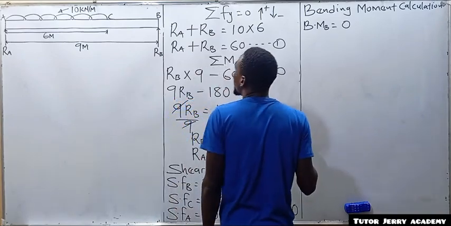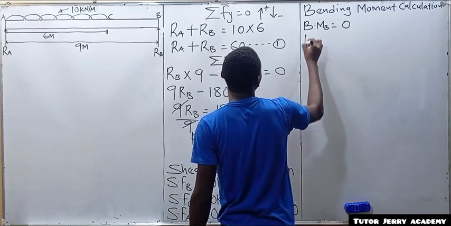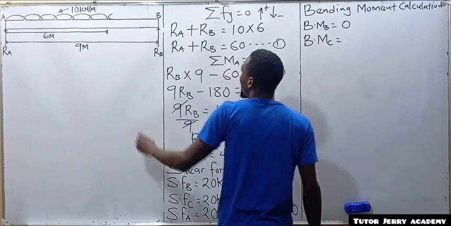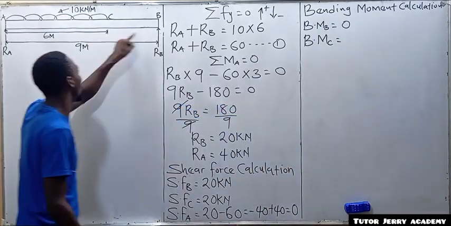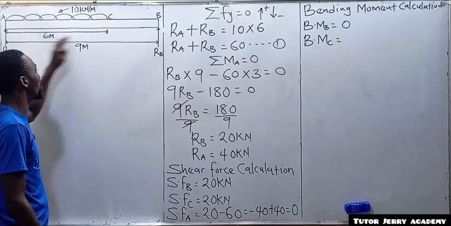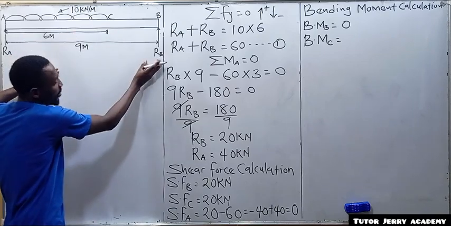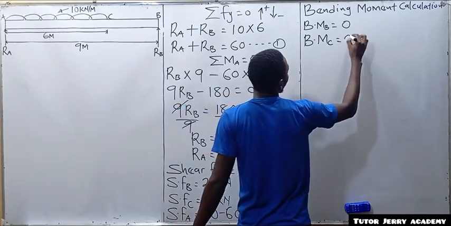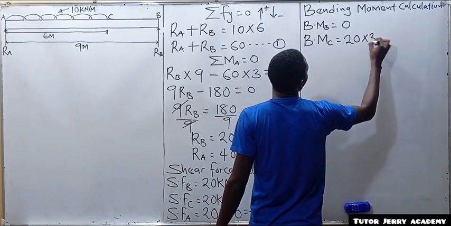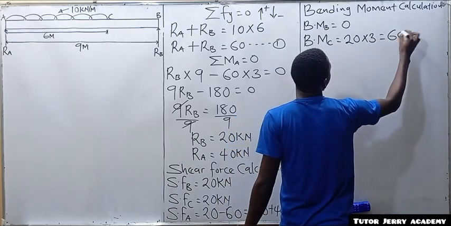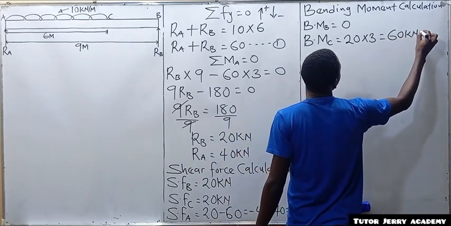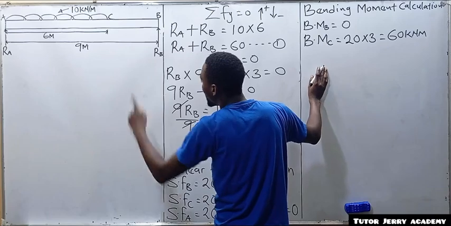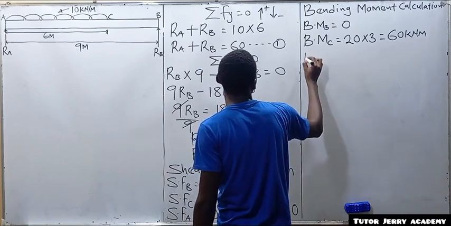All right, so let's go for the bending moment at point C. Now, what will be the distance here? The distance here is going to be 9 minus 6, which is 3. So it's going to be 20 multiplied by 3, which is 60 kilonewton meter.